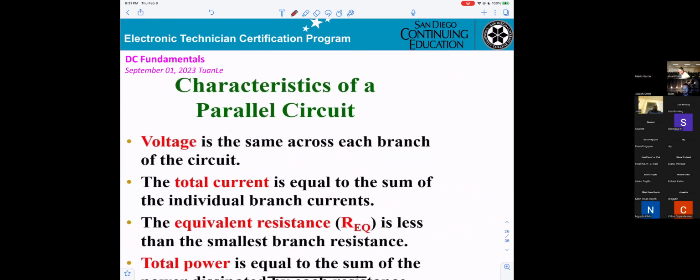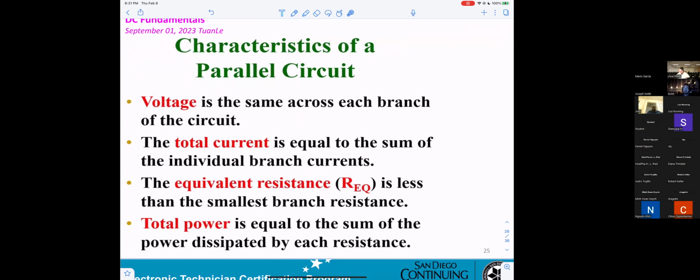Now, for parallel circuit, they say voltage is the same across each branch of the circuit. Second, total current is equal to the sum of the individual branch currents. The equivalent resistance is less than the smallest branch resistance. Total power is equal to the sum of the power dissipated by each resistance. Let's just summarize for you.